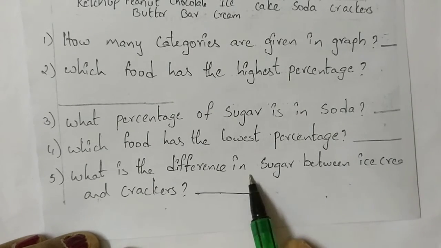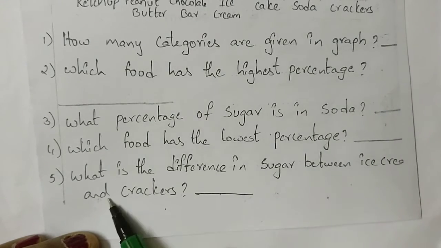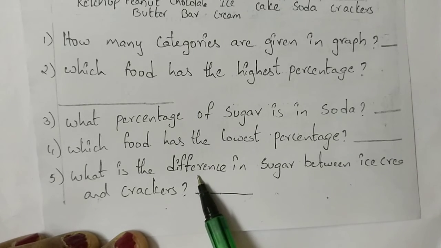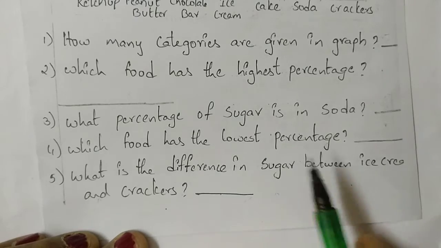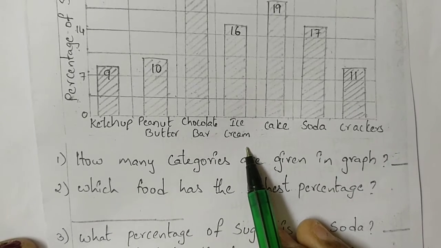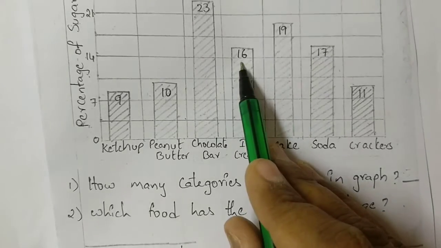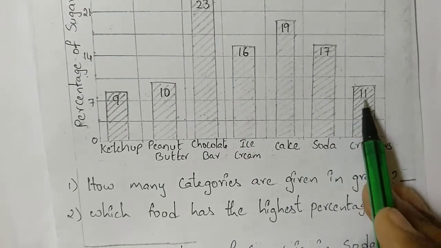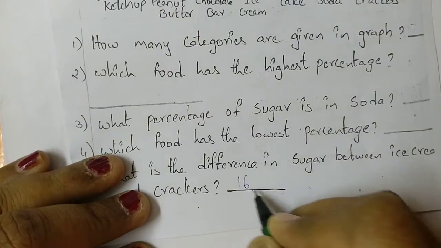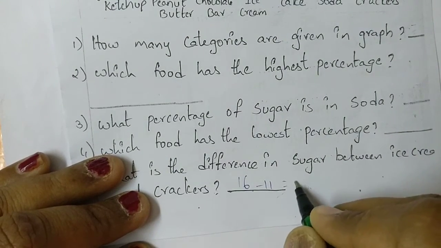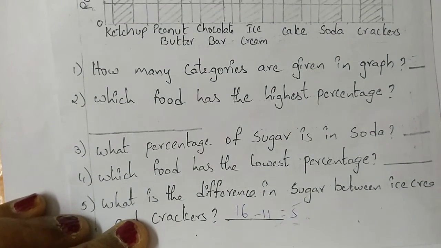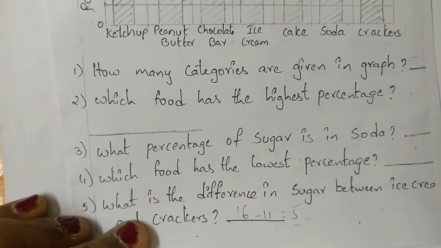What is the difference in sugar between ice cream and crackers? Difference means what do we have to do? We have to subtract. Okay, ice cream value, how much have they given, Nana, in the question? 16. Okay, crackers, how much have they given? 11. So 16 minus 11 equals how much? 5. So what is the difference we got here? 5. Okay Nana, now we'll see the next one.